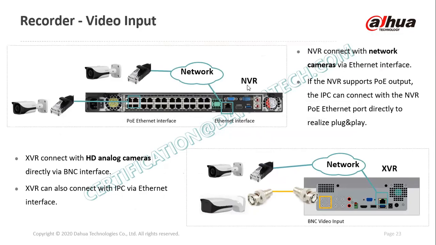I told you before that an XVR can have both IP cameras and analog cameras. So what you need to connect is just a cable to the switch from here, and then the cameras to the switch. At the same time, you can connect analog cameras to these ports here. Okay. Yes.